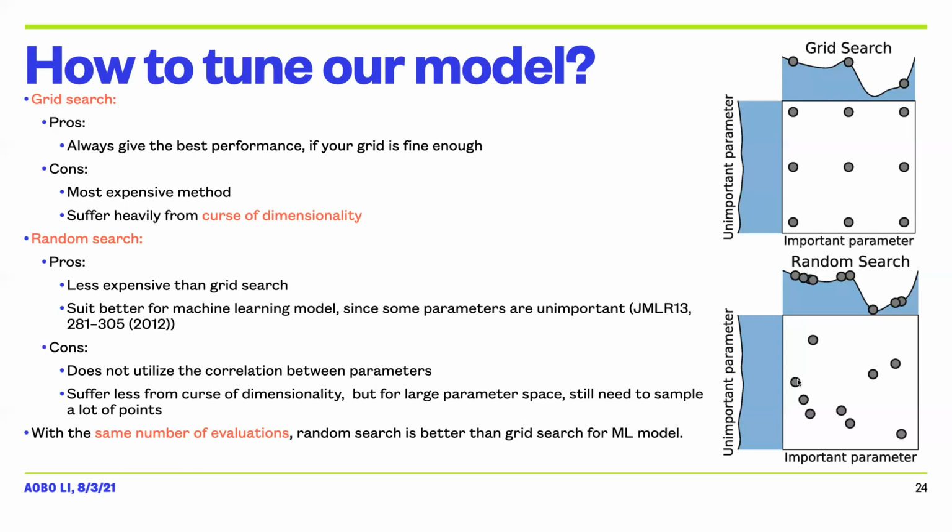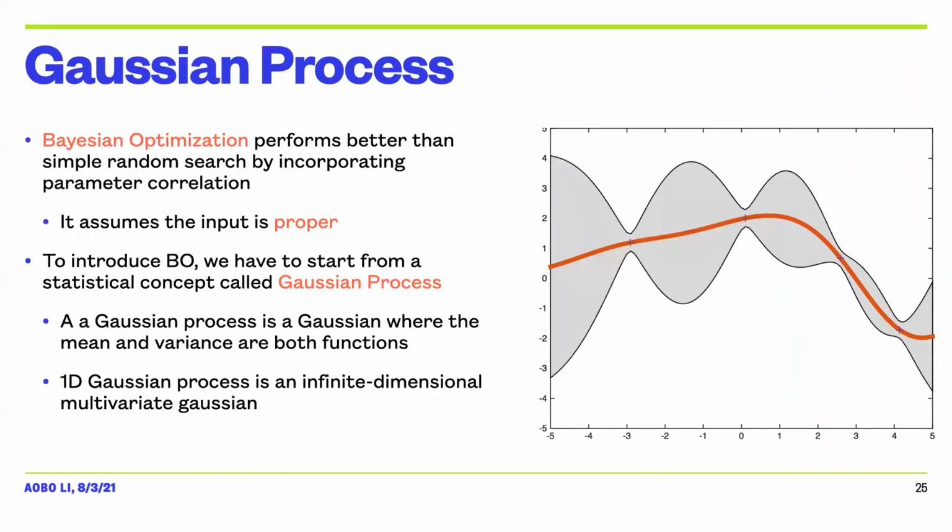The con is that it does not utilize the correlation between parameters that we talked about on the last slide. It also suffers less from the curse of dimensionality, but for a large parameter space, you still need to sample a lot of points, and that's also a kind of waste. So with the same number of evaluations, random search is better than grid search for a machine learning model.